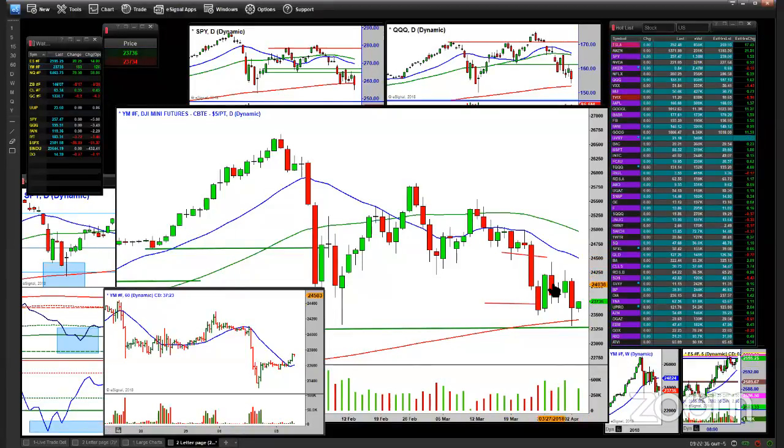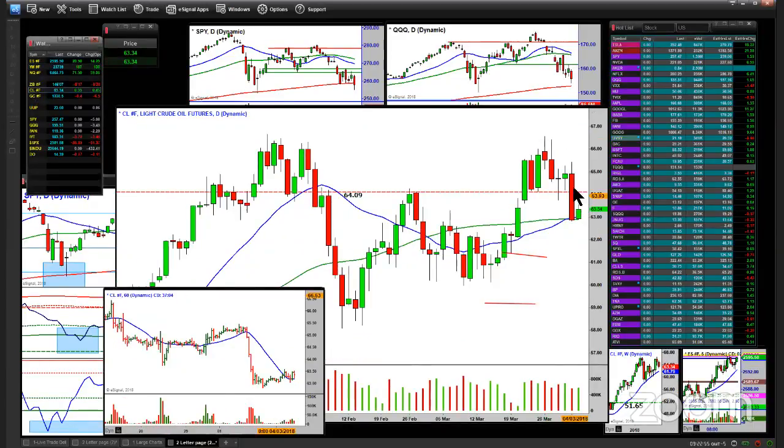I know it's a counter trend long type of scenario, which isn't ideal because you do have to deal with the overhead resistance and so on. That's going to be there, but the bigger picture, as it's setting up with the internals, you should be able to get through it.